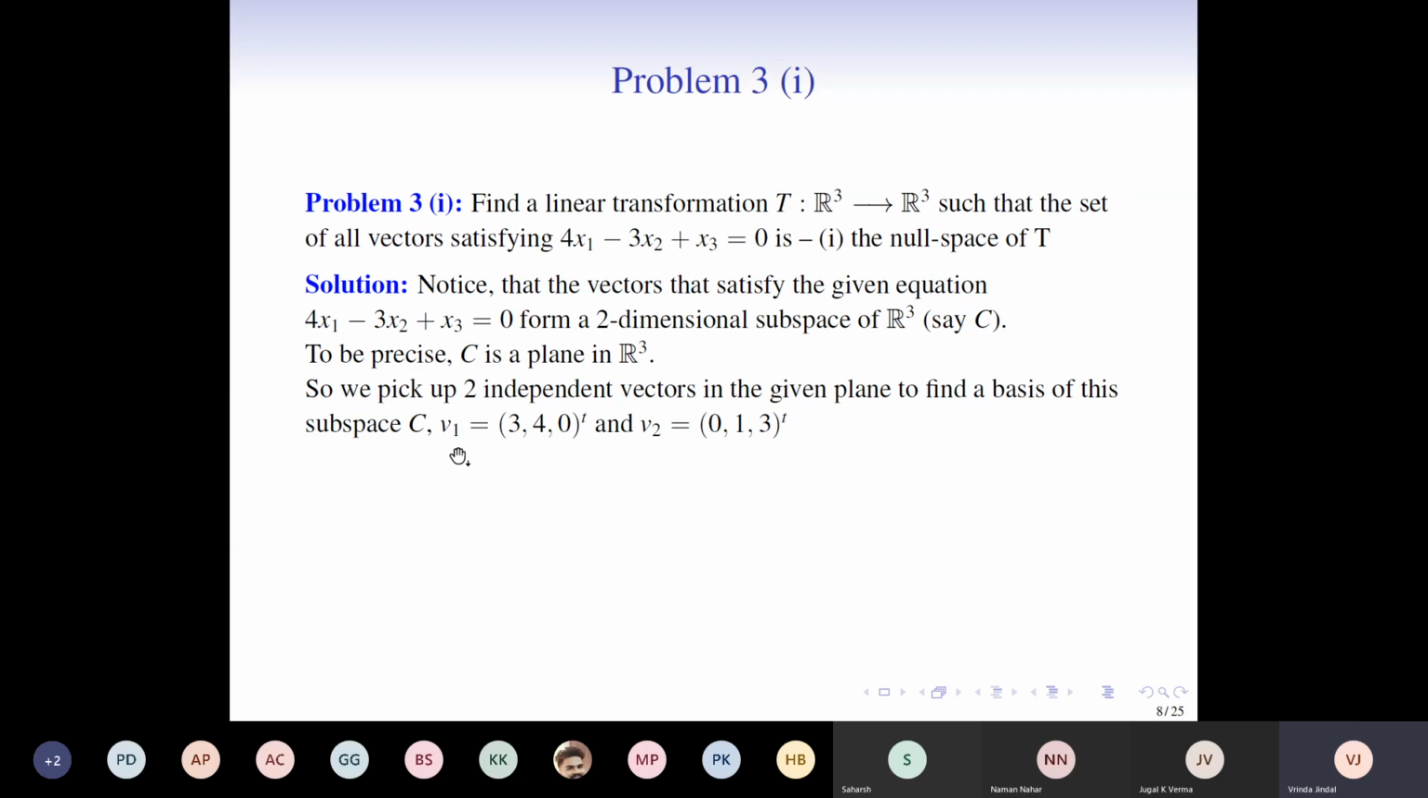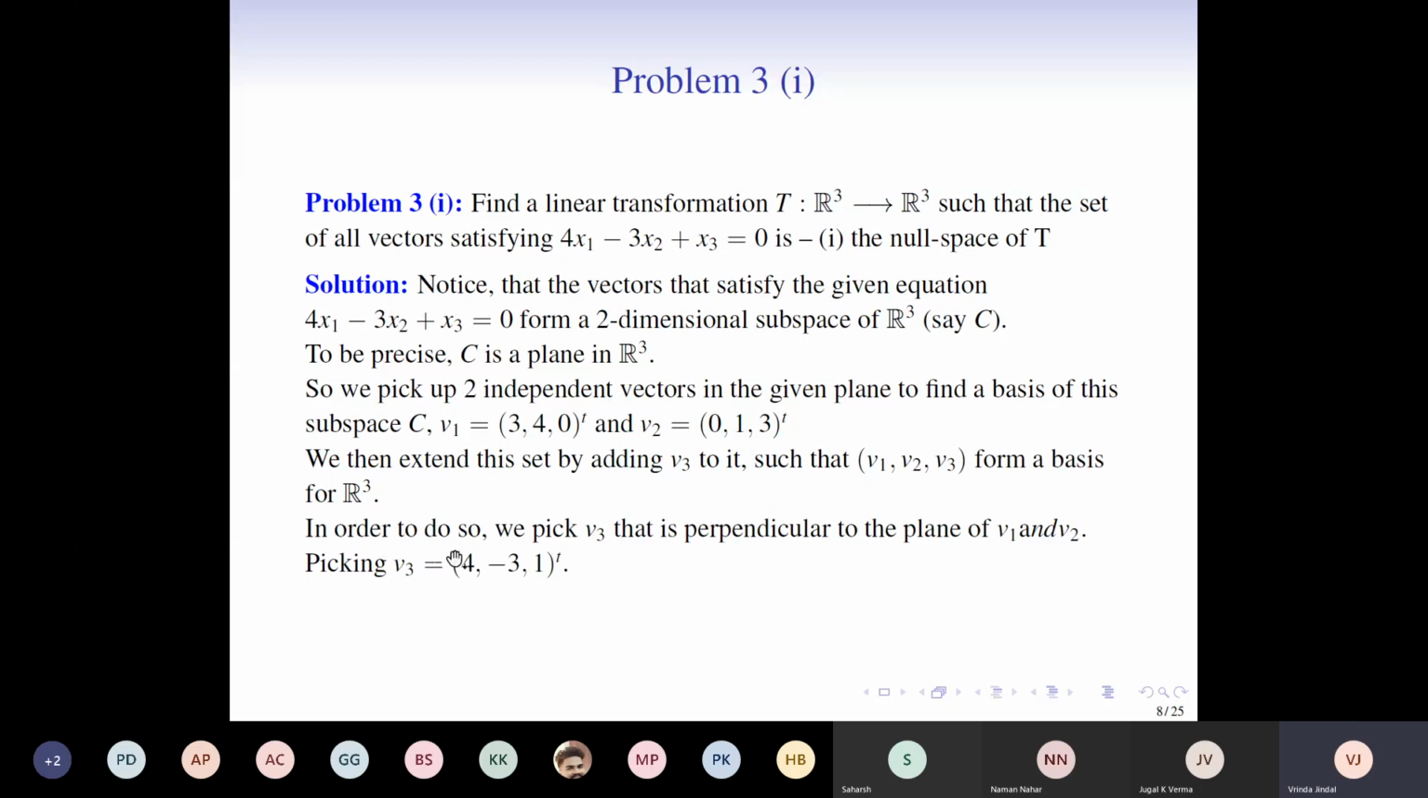So v1 and v2 completely define this plane. Any vector in C could be written as a linear combination of v1 and v2. That is because, see, here we have a 0 and here we have a 0, because of which we are able to do this. So now we have v1 and v2 which form a basis of C. We extend this set of v1 and v2 by adding v3 to it such that v1, v2, v3 form a basis of R3.